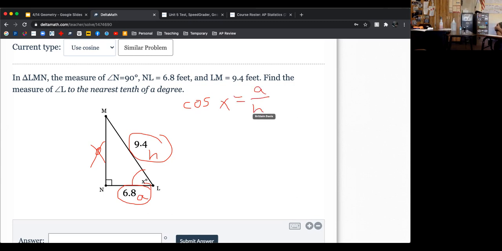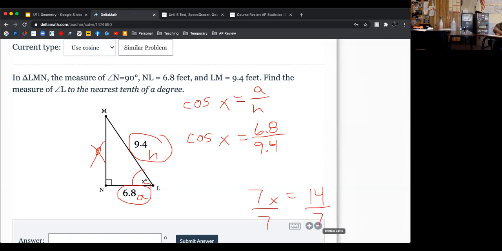I want to plug in the values that I know. In this case, I do not know the angle. That is still x. The adjacent is 6.8, and the hypotenuse is 9.4 for this particular problem. Let's think about some of the rules of algebra. If I have 7 times x equals 14, and I want to get x by itself, I do the opposite operation. Rather than multiplying by 7, I divide by 7. Okay, we can get our answer.